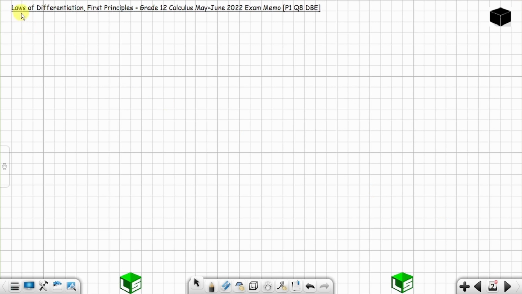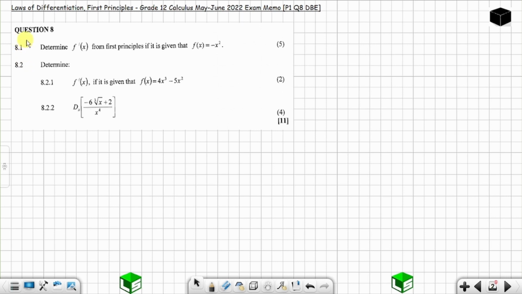Okay, the laws of differentiation or the rules of differentiation and first principles, grade 12 calculus, May June 2022 exam memo, paper 1, question 8 from DBE. Okay, this is question 8.